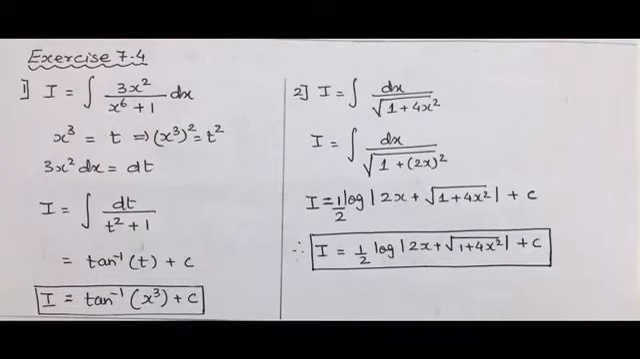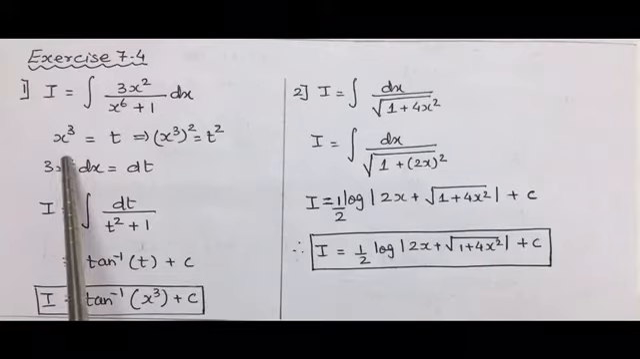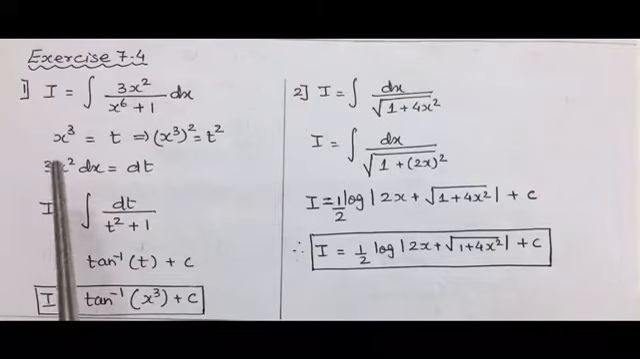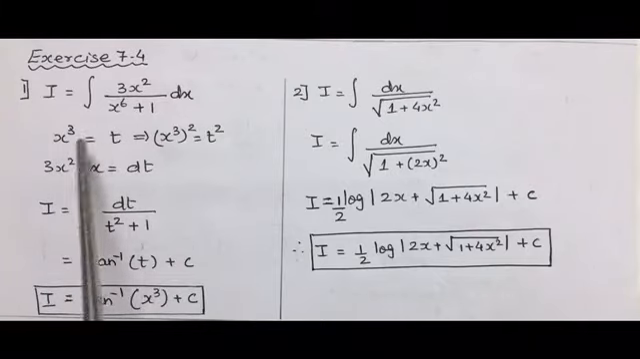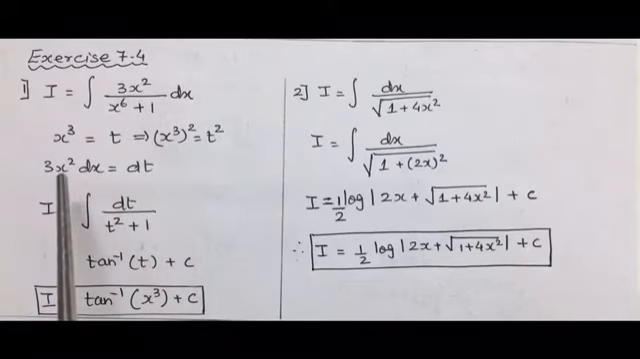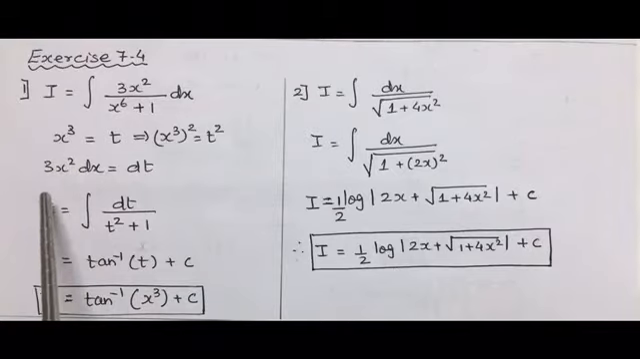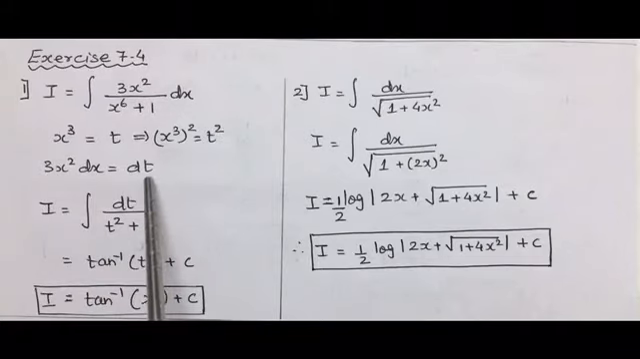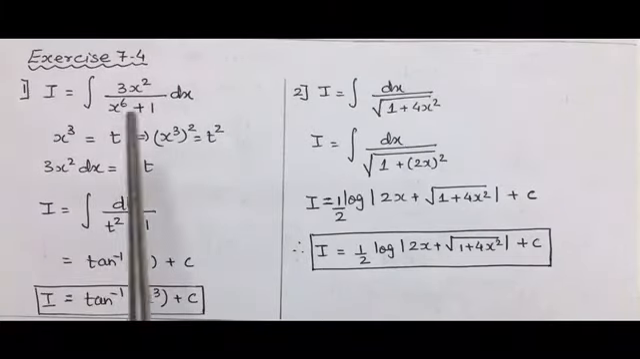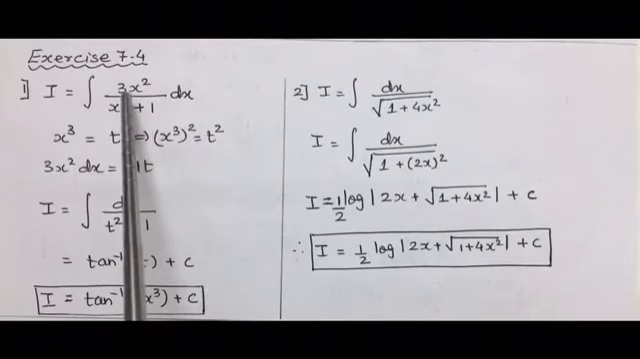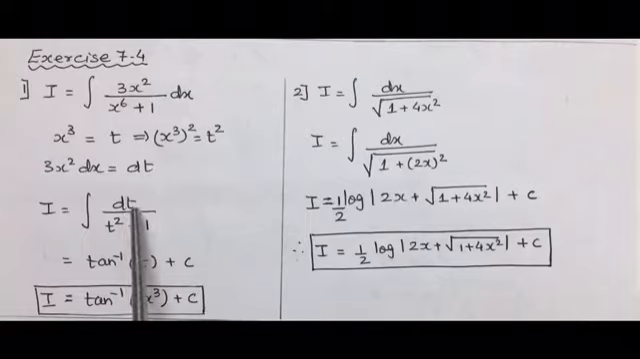So here the best assumption is x cube equal to t, which will solve all the problems of even the numerator also. Now calculating the derivative of x cube, we will get it as 3x square dx is equal to dt. Now taking up the question and substituting the values in terms of t for 3x square dx, dt.